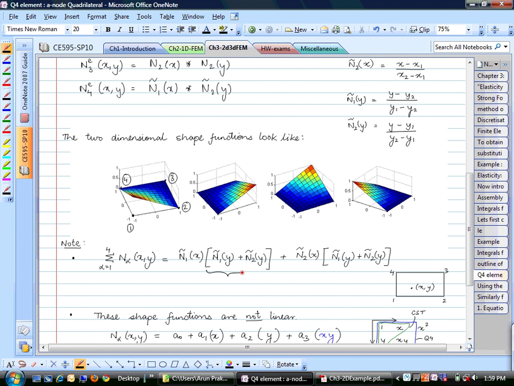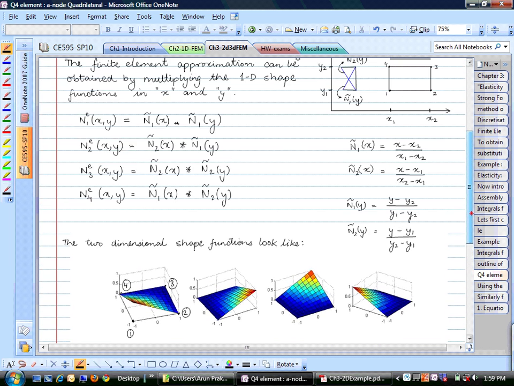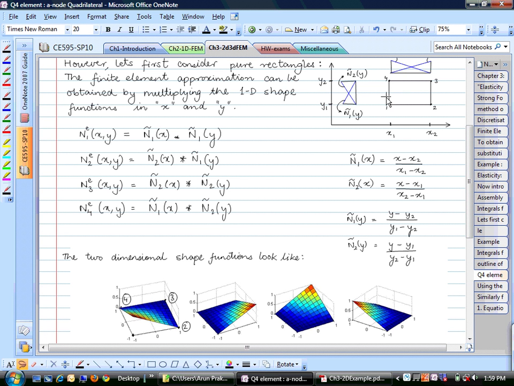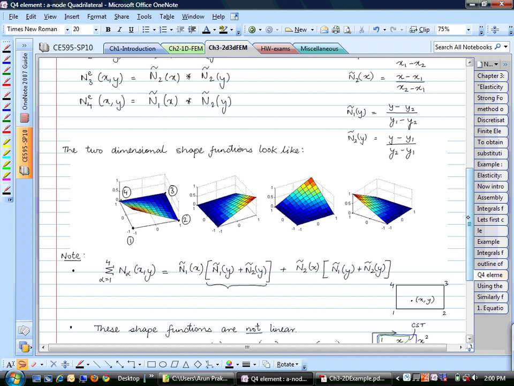What is the value of this term? For any value of y, if you go somewhere in this element, the value of n1 plus n2 is just a constant, 1, right? So that's what's happening here.